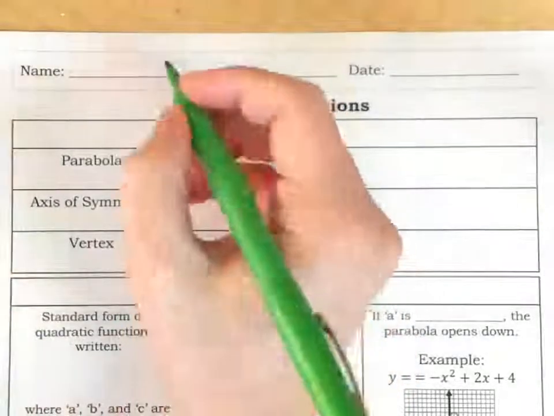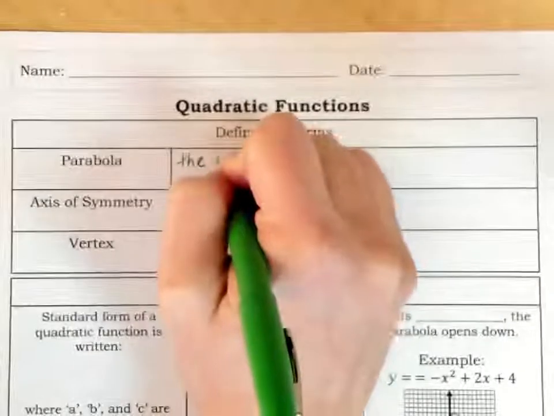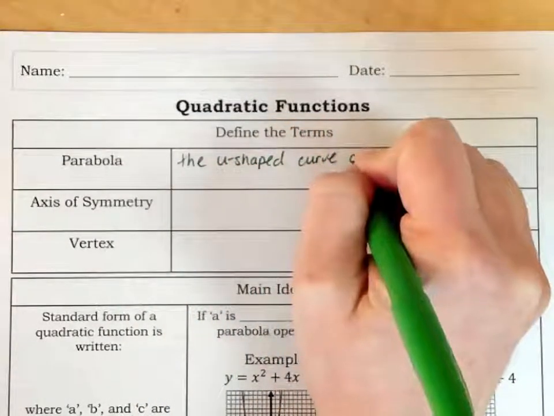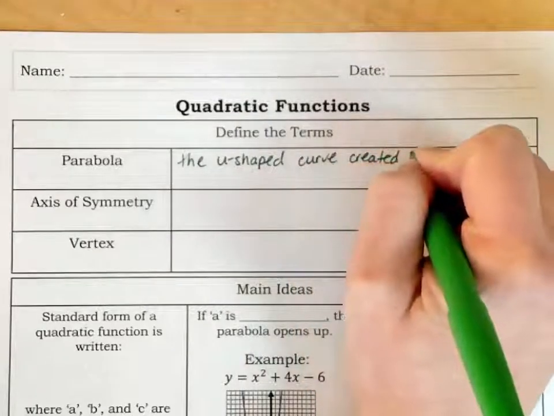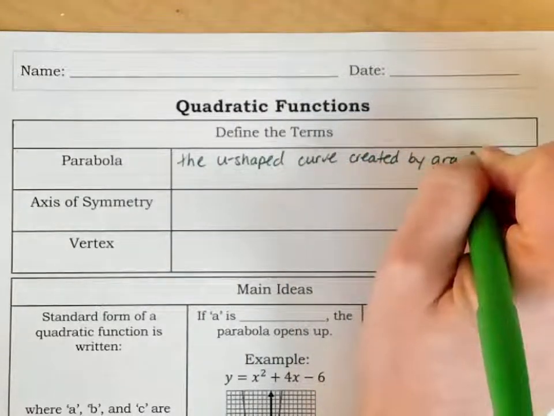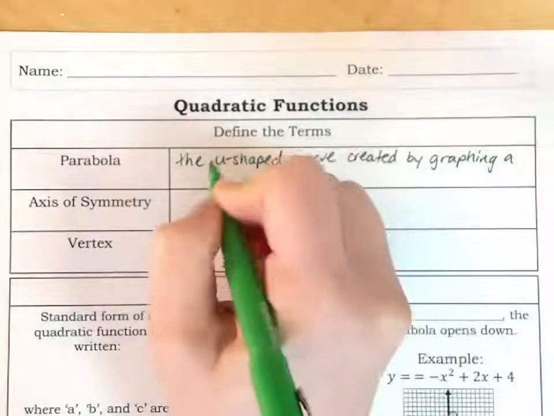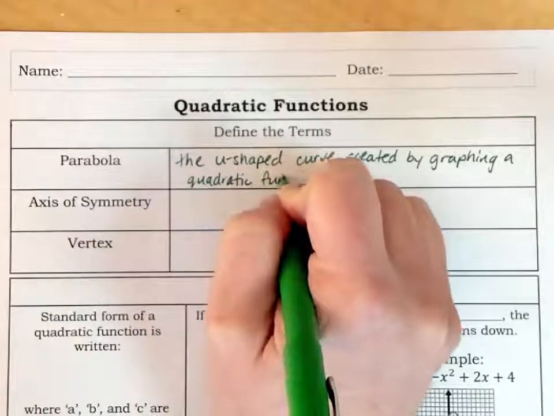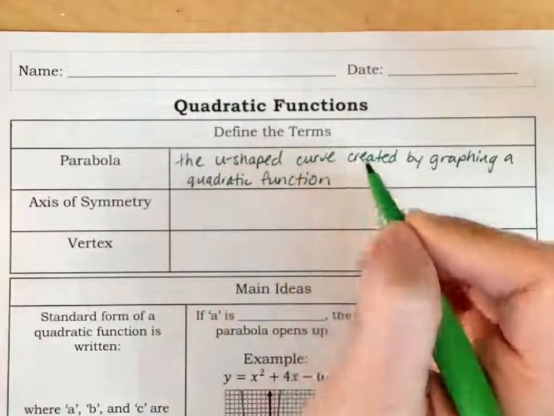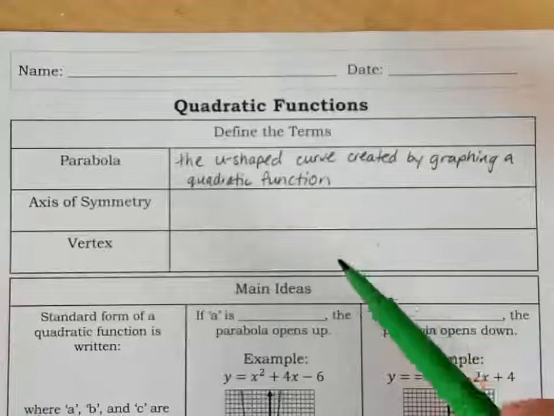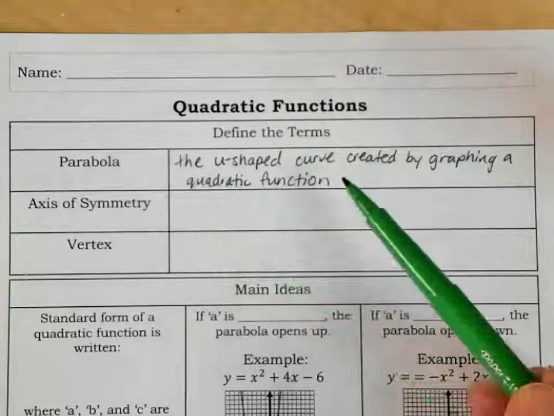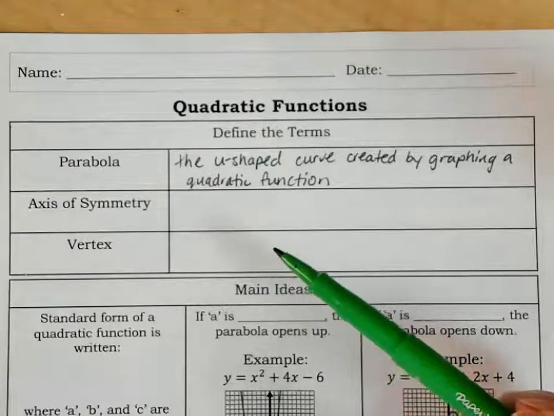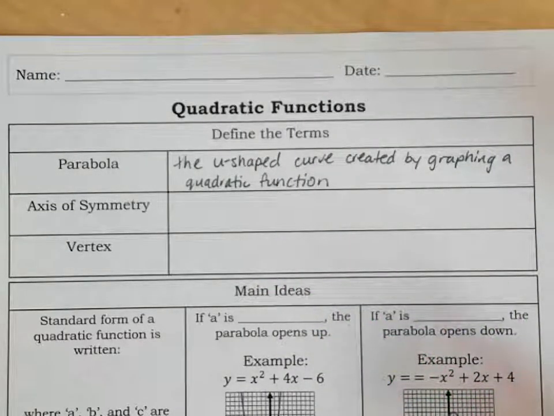A parabola is the U-shaped curve created by graphing a quadratic function. Notice that it is U-shaped, not V-shaped. That means at its lowest and highest point, it's going to have a rounded curve, not a sharp point. Okay, so it's U-shaped.